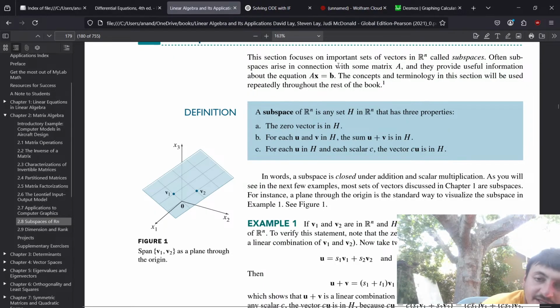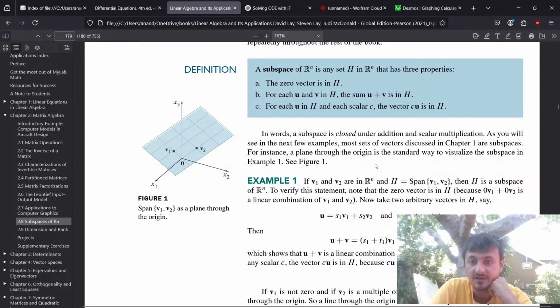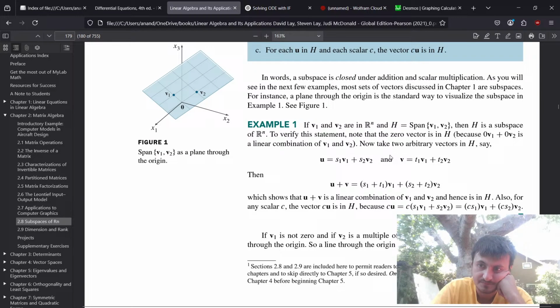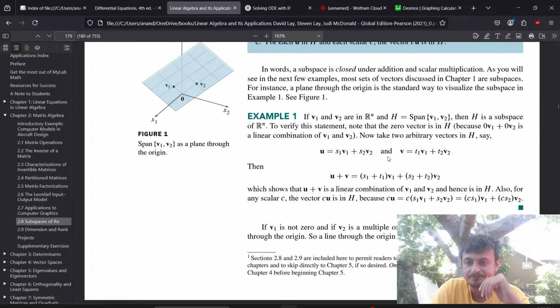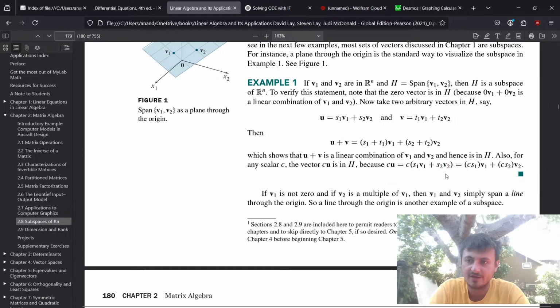Okay, so a subspace is any subset of Rn that has the zero vector, is closed under addition and closed under scalar multiplication. So that's the definition of a subspace. It's a very simple definition. Then they give you an example, and then the proof. The proof is, again, just a normal linearity proof.